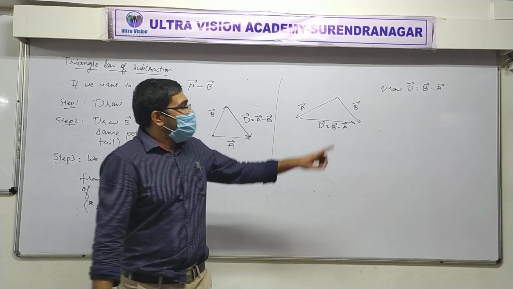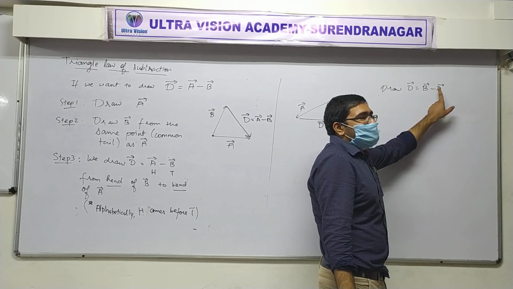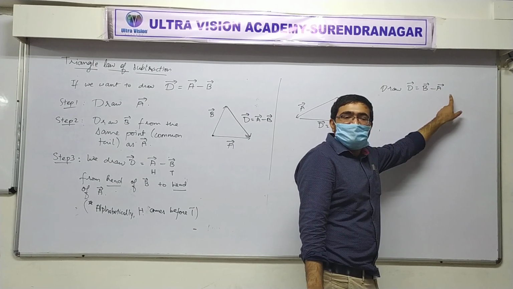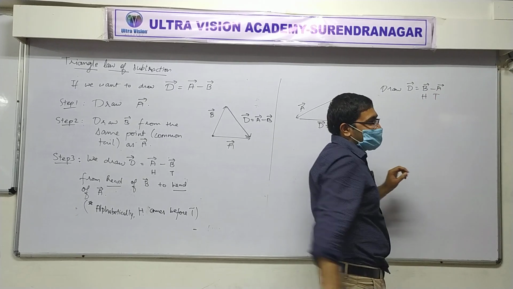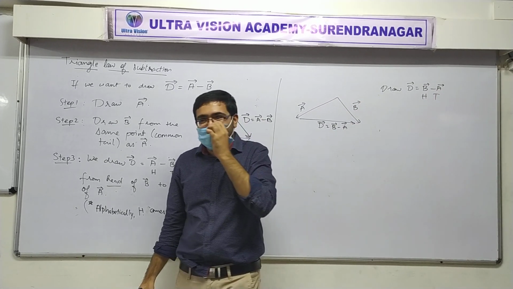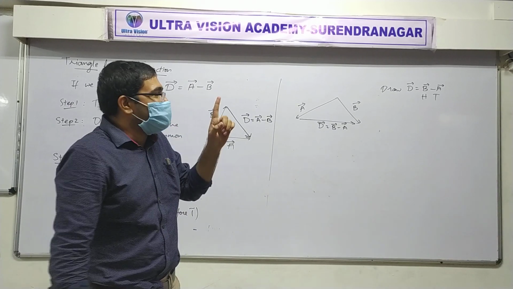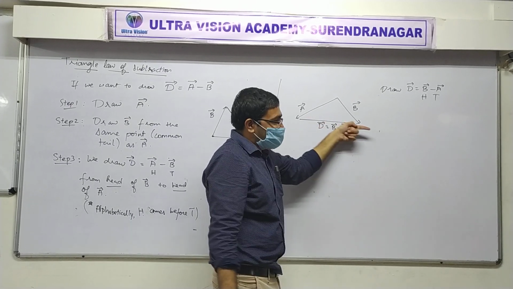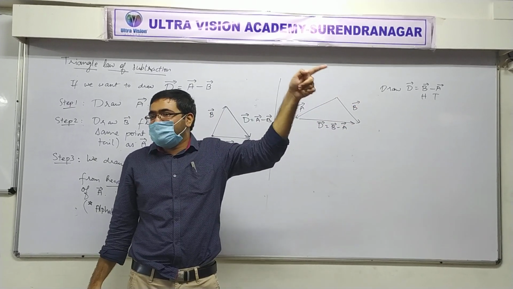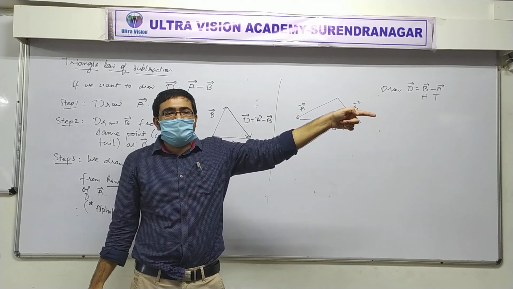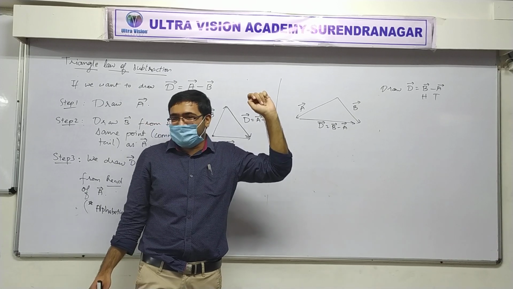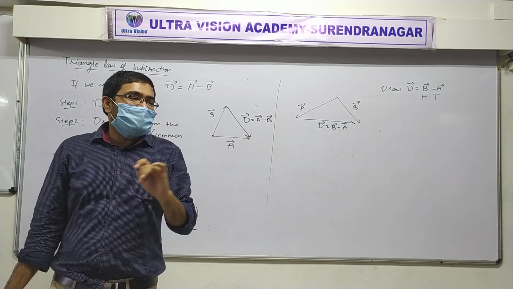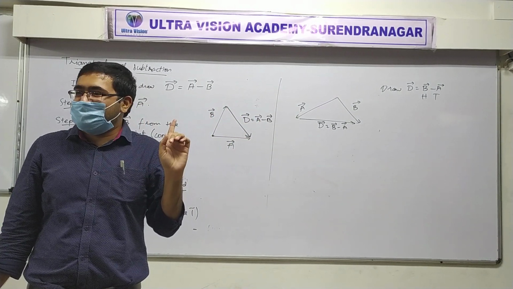Because this is B vector minus A vector, head will be towards B vector. H comes first, H comes before T. Clear or not clear? So the head of D will be towards B. Did you get that? Sure. I felt like there was an earthquake. Yeah, something moved. Okay.